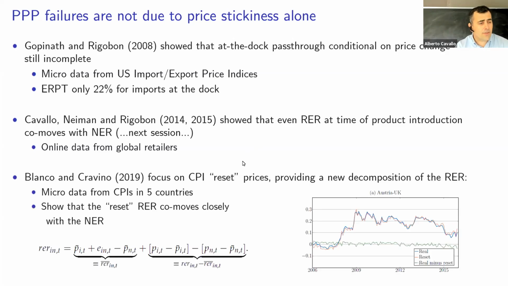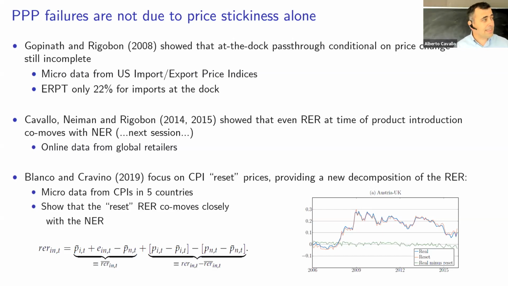And if you want something more recent, a great paper to read is the paper by Blanco and Cravino, which essentially were able to collect micro CPI data from 5 countries. I cannot tell you how hard this is. It's actually hard to do it for a single country. The fact that they made it possible for 5 countries is quite surprising. They can see, if you want, the raw data that the statistical agencies collect.